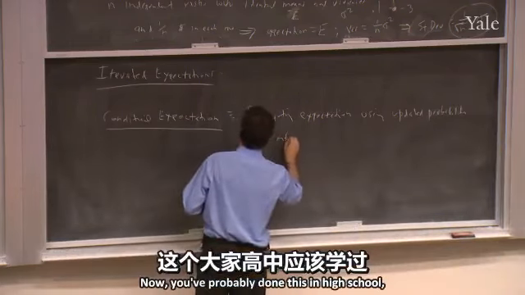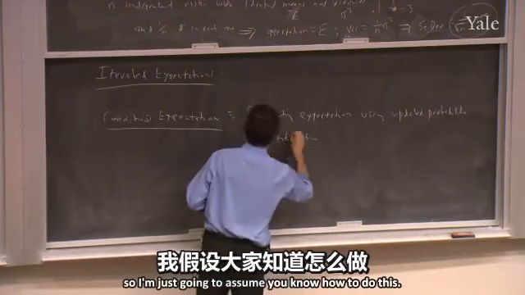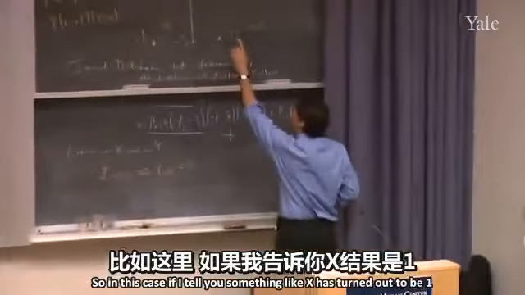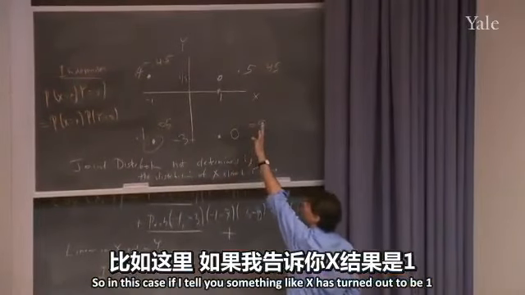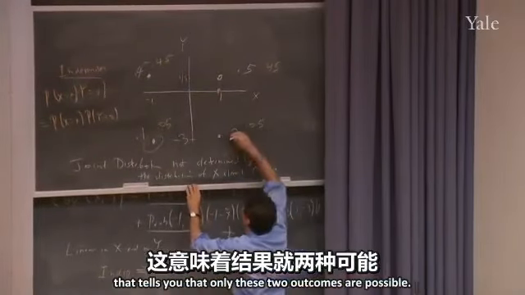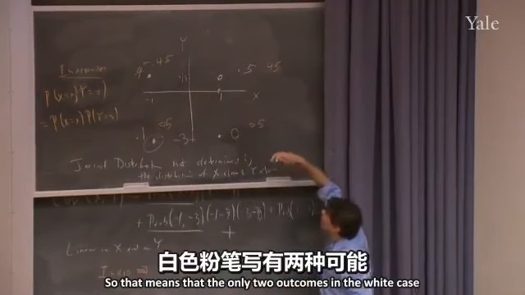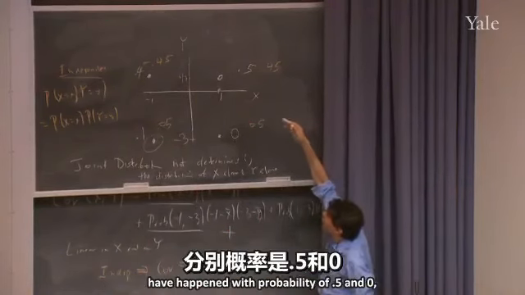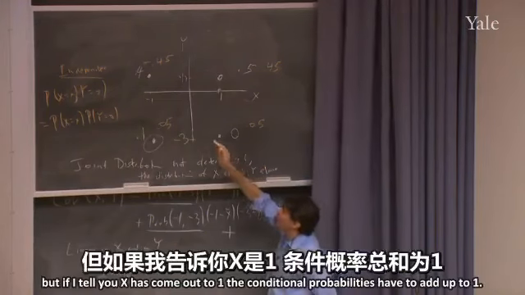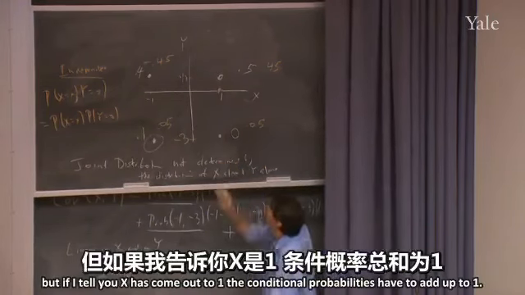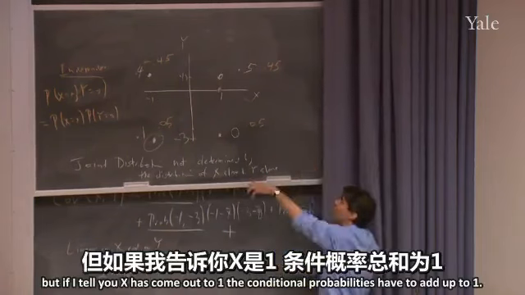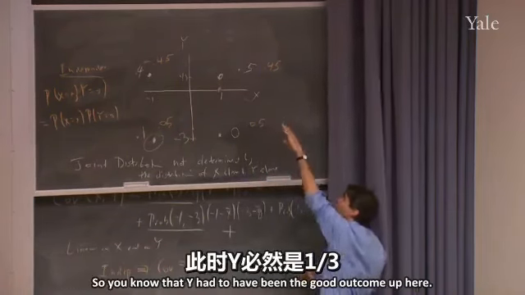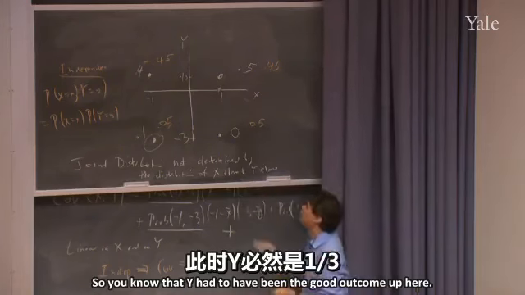Now, you've probably done this in high school, so I'm just going to assume you know how to do this. In this case, if I tell you that x has turned out to be 1, that tells you that only these two outcomes are possible. So the only two outcomes in the white case have happened with probability 0.5 and 0. But if I tell you x has come out to 1, the conditional probabilities have to add up to 1, so you just scale things up. So you know that y had to have been the good outcome up here.